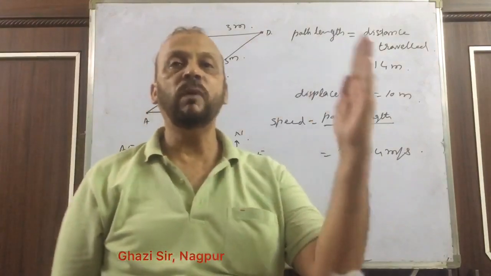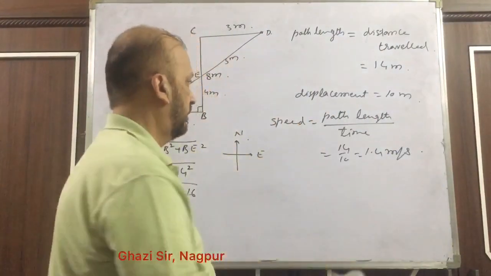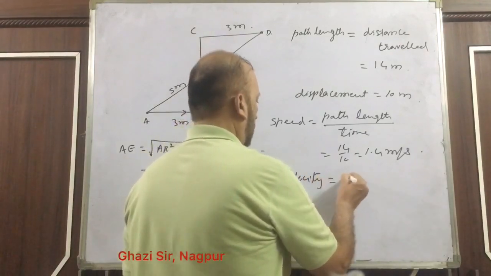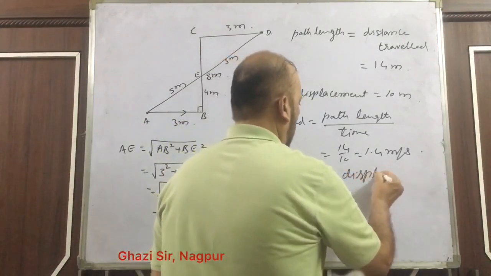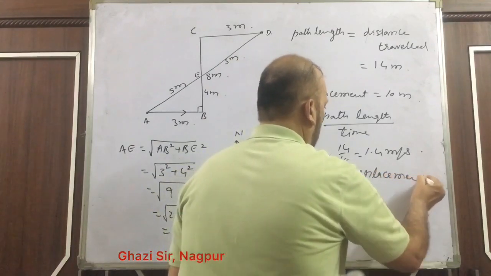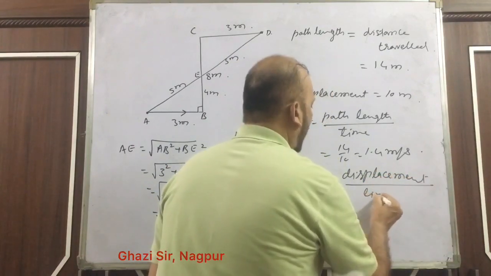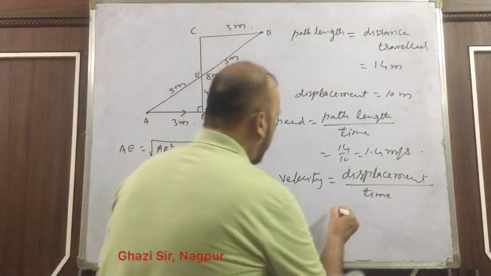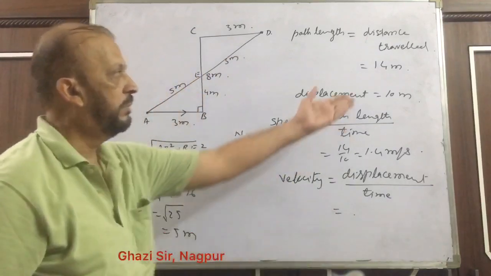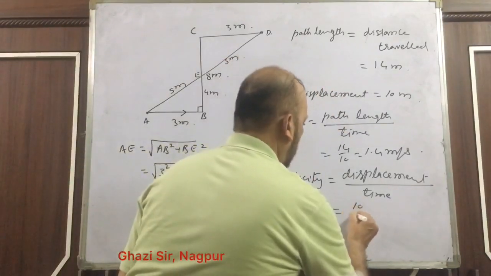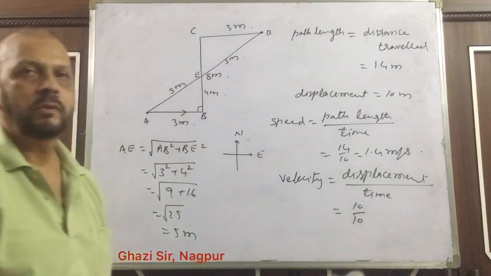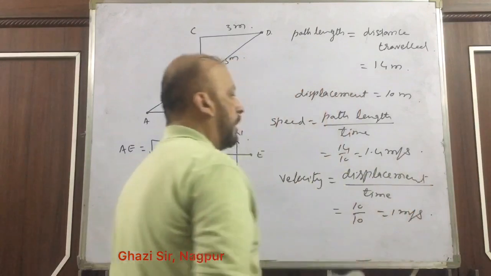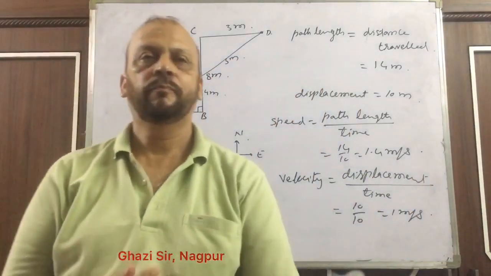Now let's calculate velocity. Velocity is displacement per unit time. So displacement upon time, this factor is called velocity. Now in this case, we have calculated displacement as 10 meter and time is also 10 seconds. So 10 upon 10 is equal to 1 meter per second, which is the magnitude of velocity.